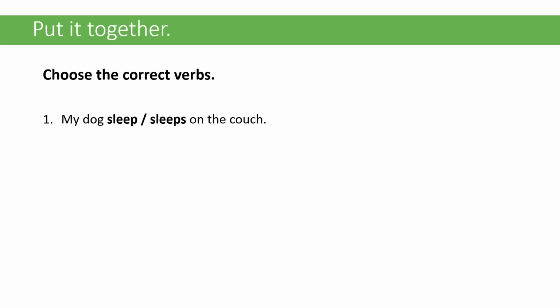So let's choose the correct verbs here together. So we want to focus on the subject. So if the subject is singular, we should have an S on the verb. If the subject is plural, we should have no S on the verb. So if we look at this one, the subject is dog. This is singular. So should it be sleep or sleeps? The answer is going to be sleeps.